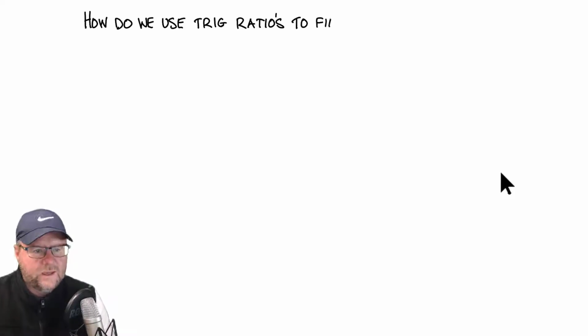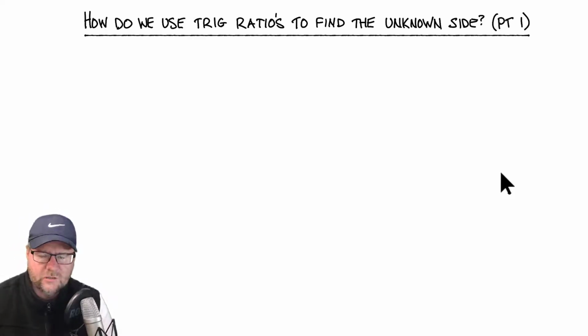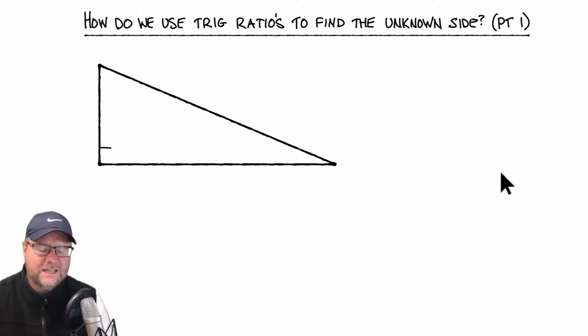Okay, in this lesson we are going to look at how we can use trig ratios, or trigonometric ratios, we just call them trig ratios for short, to find the length of a side we don't know, or an unknown side. Now I say part one because this is going to look at one particular type of question. There's another one we'll look at in a future video.